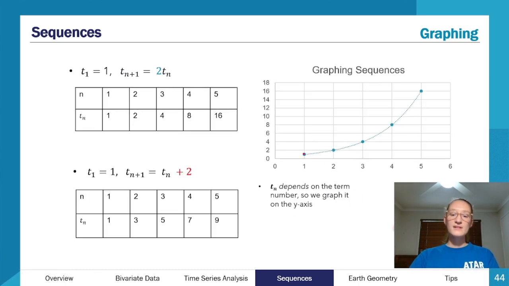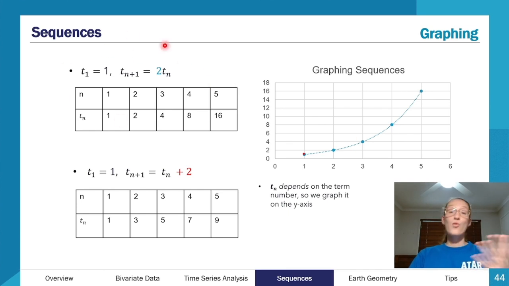And that is because Tn, the output, the number we're resulting in, depends on the term number. So term 1, term 2, term 3. So that's why we always graph n on the x-axis, and we always graph Tn on the y-axis. It's like explanatory variable and response variable, to make that connection.